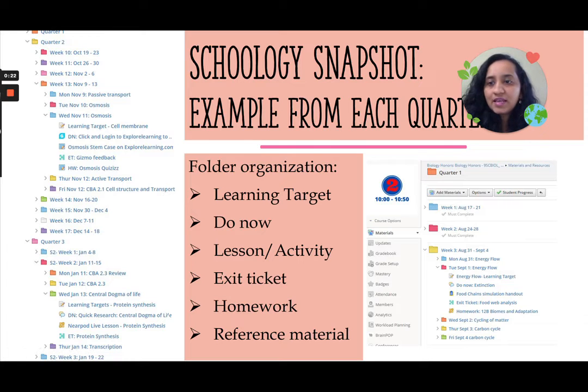This slide is showing a little glimpse into what my Schoology folder looks like to my students. This is one of my honors biology classes, and I have opened a few folders, one folder every quarter, just so you can look at how the structure has been. My folders start with a learning target. I want my students to know what they are going to learn and what they should expect for the day, so those details are in the learning target.